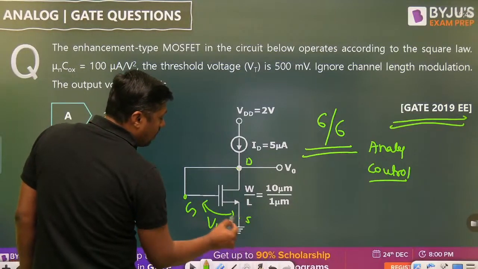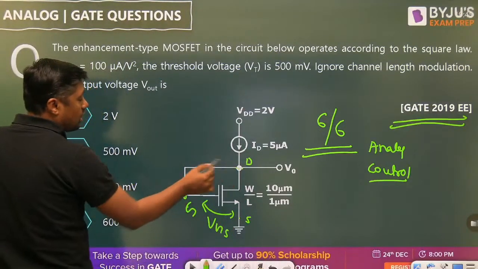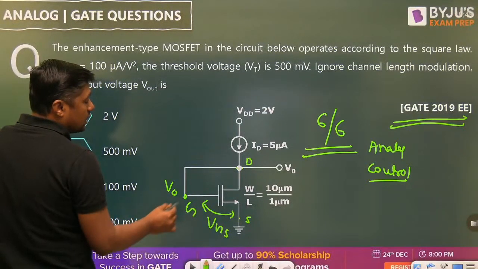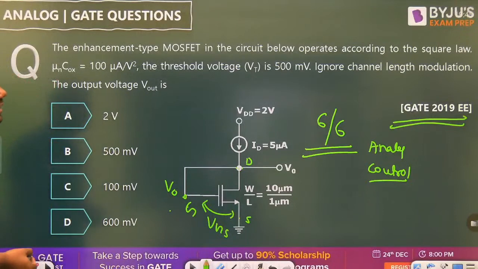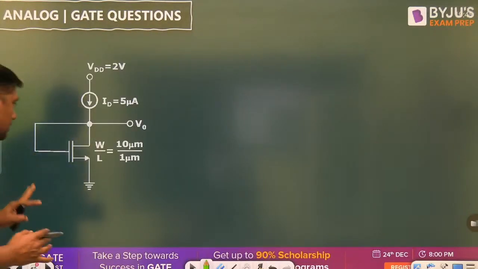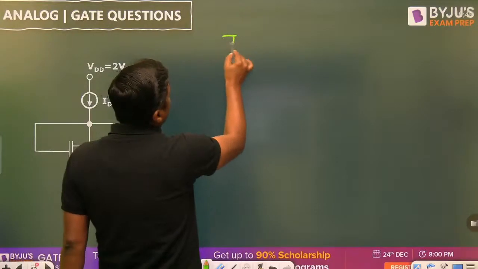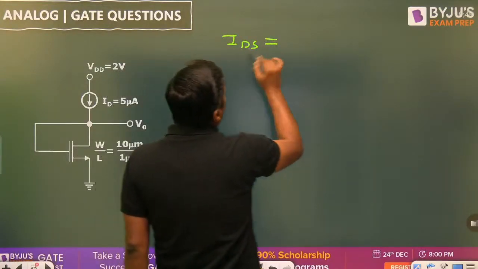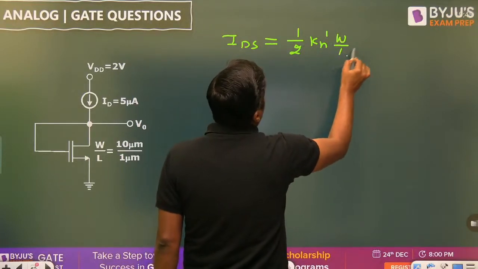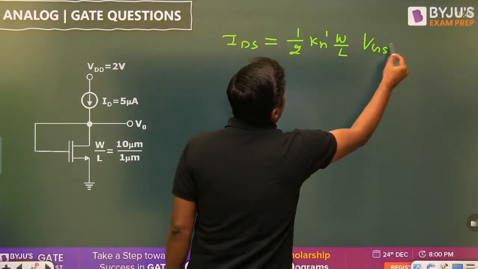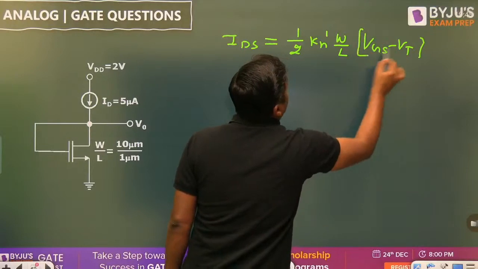S is connected to ground, so VGS is nothing but V0, because the voltage at this point is V0. VG is equal to V0, Vs is 0, so VGS will become V0. You have to calculate, ignoring the channel length modulation, Vt is given, you have to calculate the V out. Current is given, 5 microampere, no problem. It is in saturation, so what is the formula? IDS is equal to half of K and S W by L, VGS minus VT, the whole square.